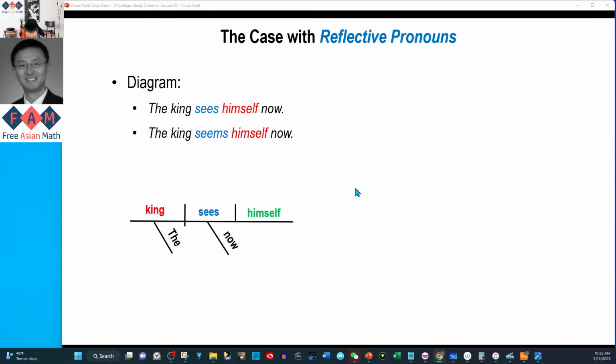Okay, so now you see the diagram for the first one. The king sees himself. This is straightforward. You have a transitive verb, see something. You have see an object, a noun. So himself is a pronoun. It's a pointer to a person. This person happens to be the subject itself. So sees himself.